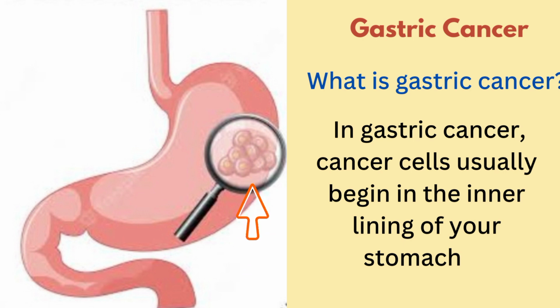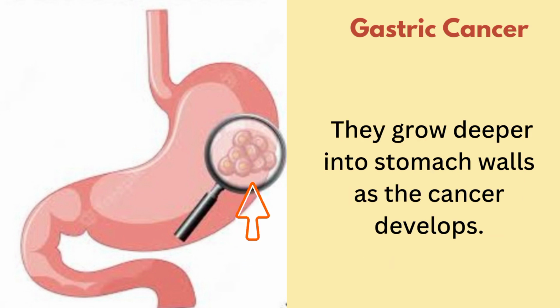What is gastric cancer? In gastric cancer, cancer cells usually begin in the inner lining of your stomach. They grow deeper into stomach walls as the cancer develops.